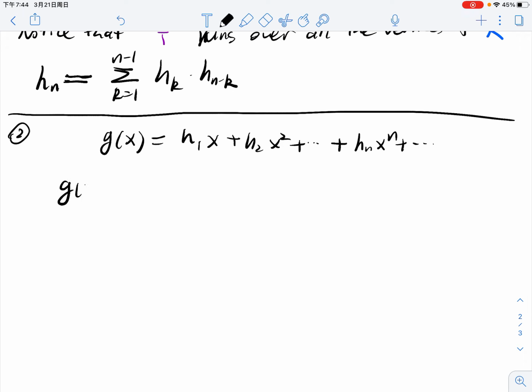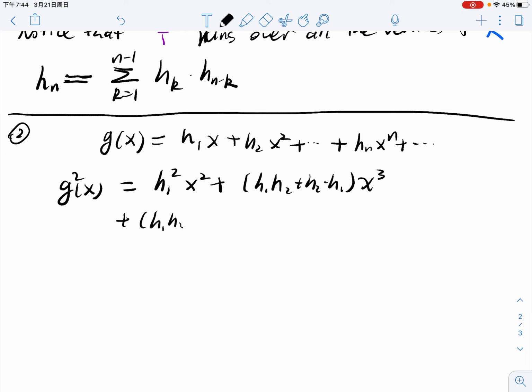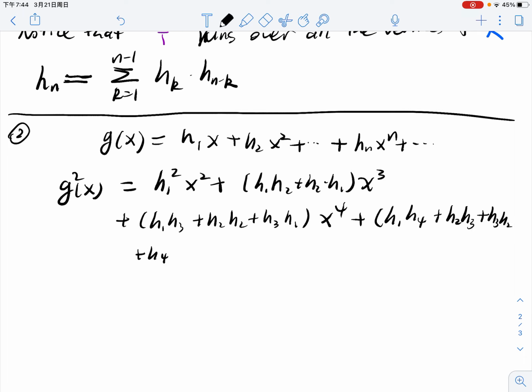And then g(x) squared. What is g(x) squared? This is h1 squared x squared plus, oh yeah, that's true. And then you have h1 times h2 plus h2 times h1, x cubed, plus h1 h3 plus h2 h2 plus h3 h1, x to the fourth, plus h1 h4 plus h2 h3 plus h3 h2 plus h4 h1, x to the fifth.